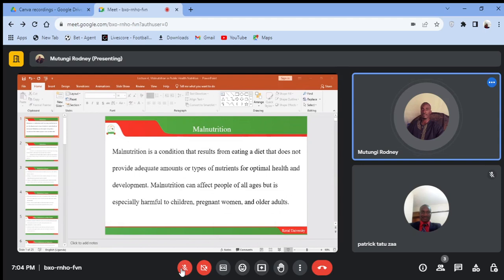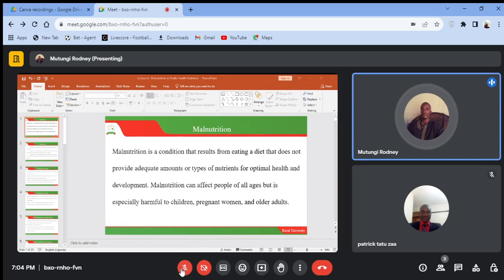So malnutrition, as we all know, is that condition that can result from eating a diet that is either in excess or deficient of some nutrients that are required for optimal health, and it can affect people of all ages, but it is especially harmful in children, in pregnant women, and then older adults.